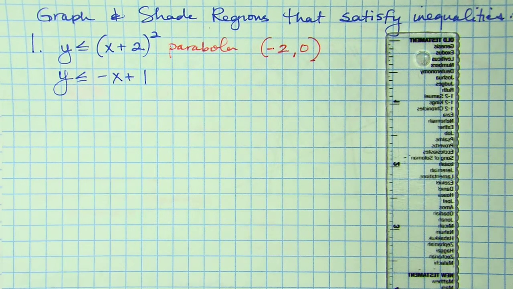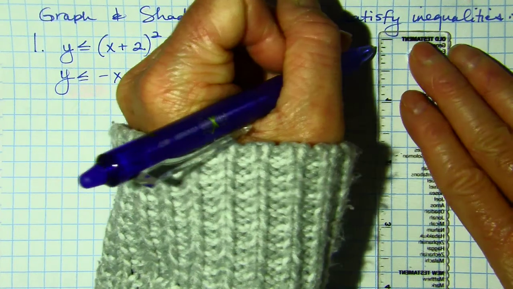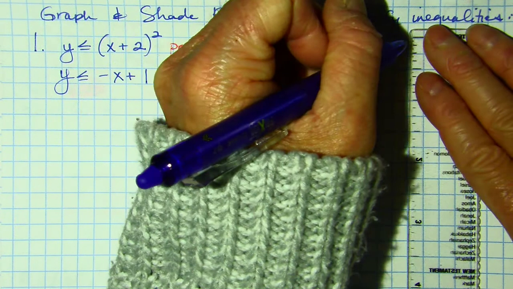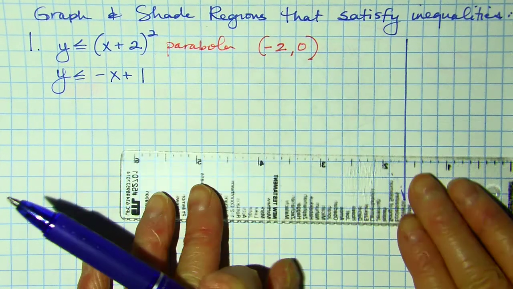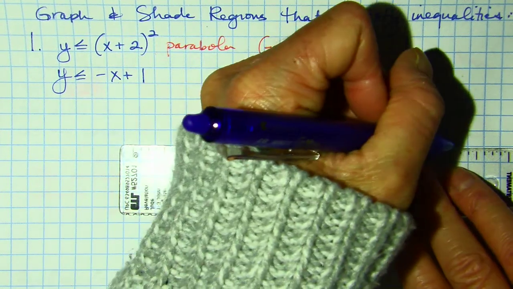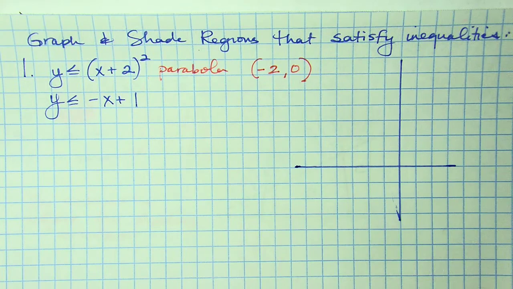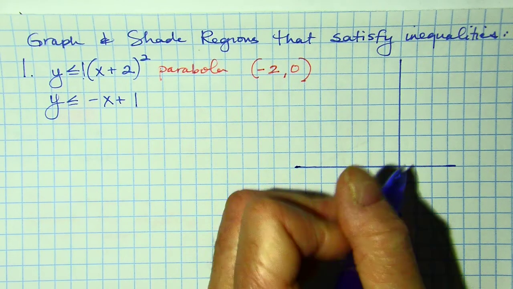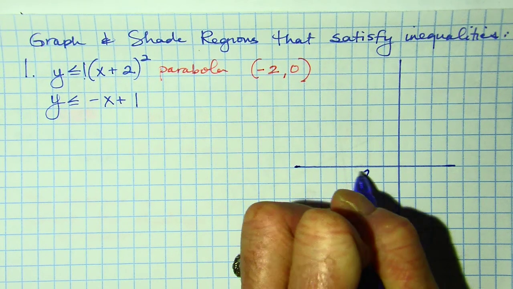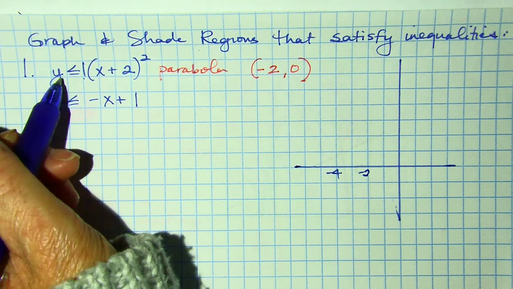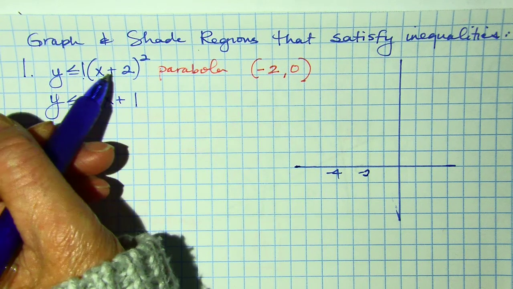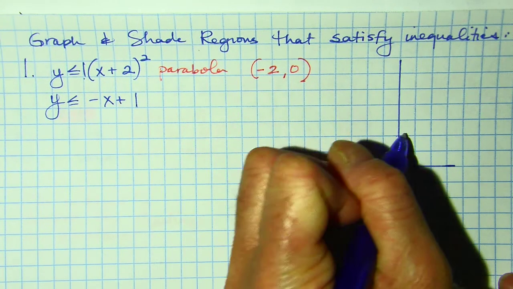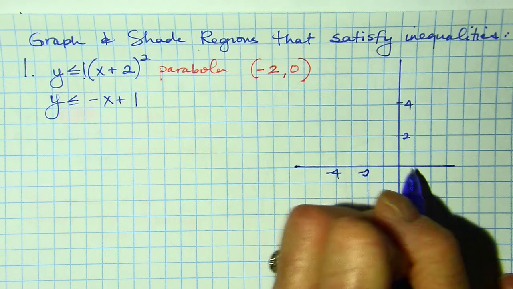So I'm going to quickly draw an x and y axes. I know that the graph points up because a is 1. So you could use Desmos if you prefer, and you would just type y equals x plus 2 squared. It's up to you. But I'm going to do it by hand.